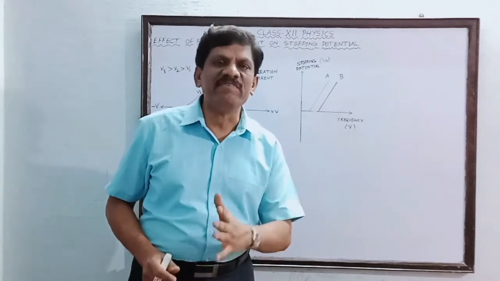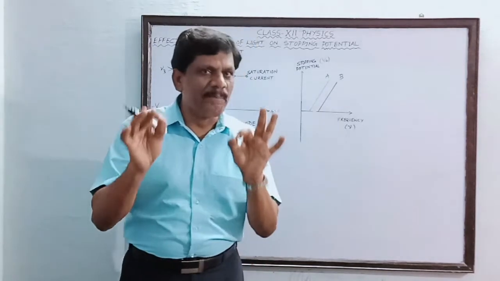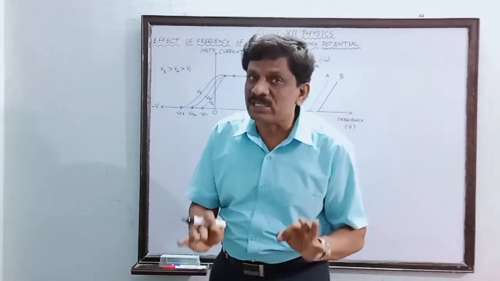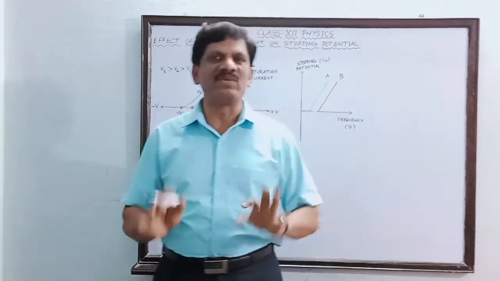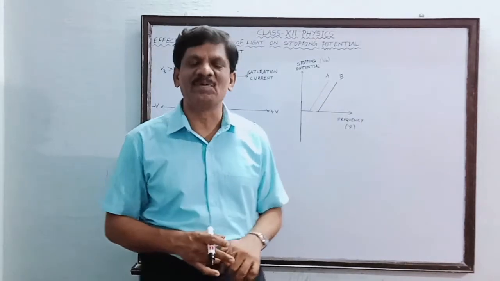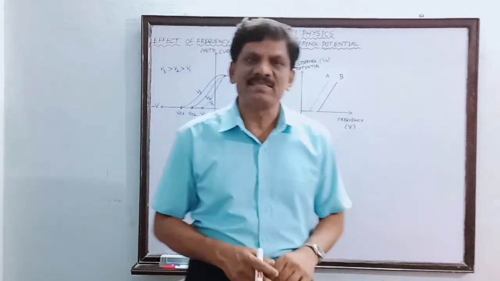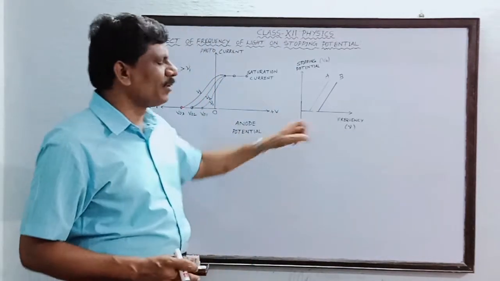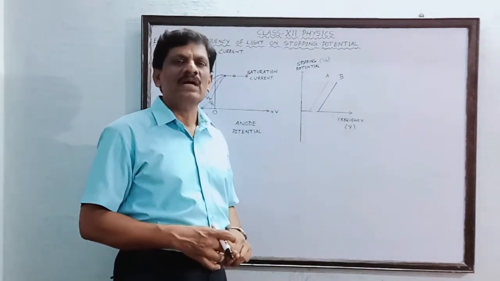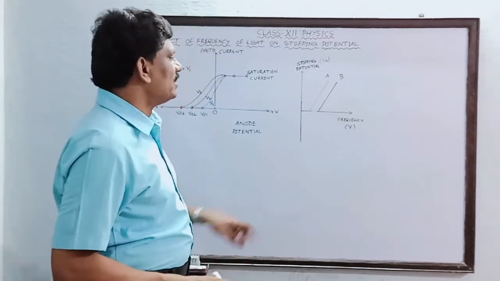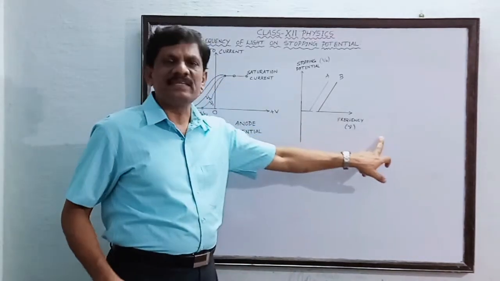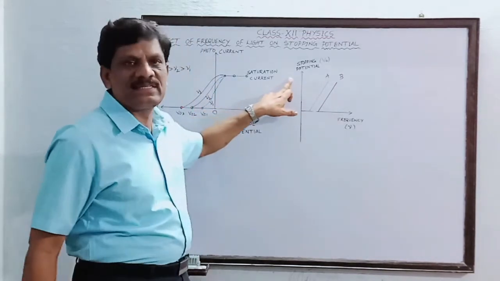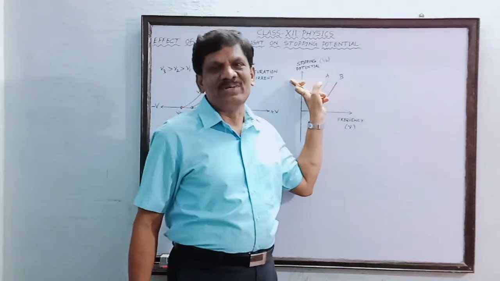So what do we infer from this graph? The stopping potential is directly proportional to the incident frequency. Are they directly proportional or not? Yes, they are directly proportional to each other. So once again I am plotting another graph to make you understand very easily. Along the x-axis I have taken the frequency nu of the incident radiation. Along the y-axis I have represented the stopping potential.